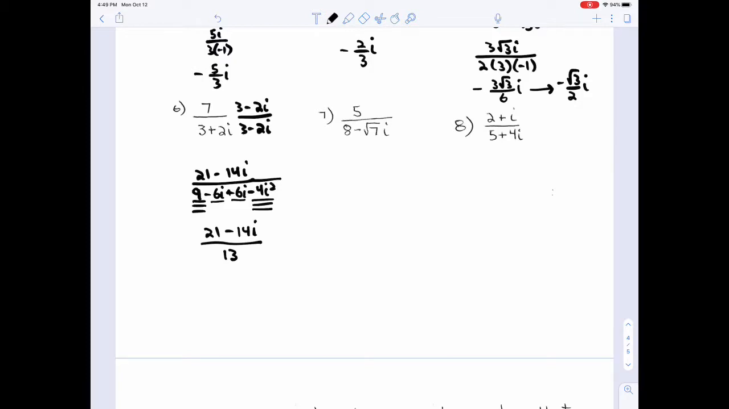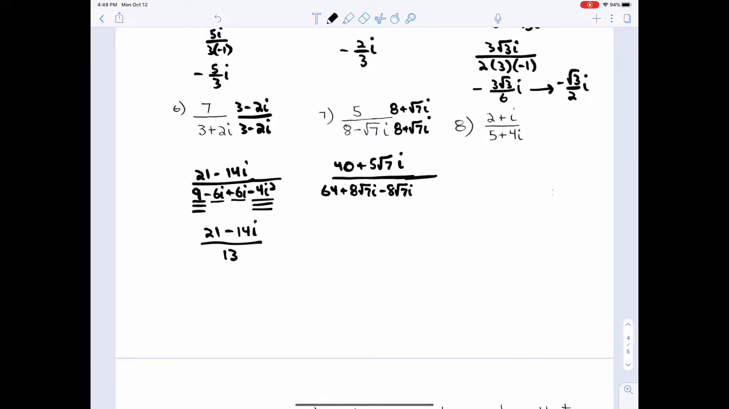Okay, here, we're going to take 8 plus square root of 7i. That's the conjugate of it. And now it's just tedious multiplication. So we distribute the 5, and we get 40 plus 5 square root of 7i. And again, the i's outside the radical. And then we get 8 times 8 is 64 plus 8 square root of 7i minus 8 square root of 7i.